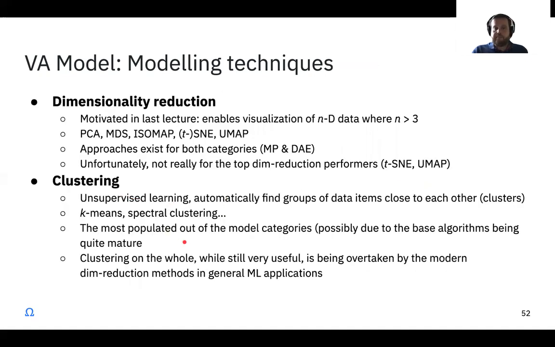Clustering is by far the most populated of the model categories. Clustering is used virtually in all visual analytics systems. I think that it's quite possibly due to the base algorithms being quite mature. The techniques for clustering are very old. Usually k-means and spectral clustering have been here for decades. That's definitely an advantage for adapting it to visual analytics.